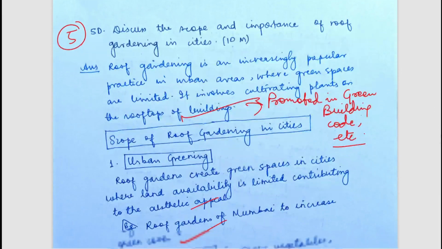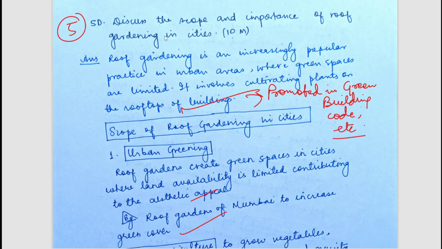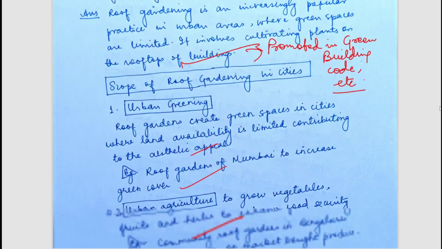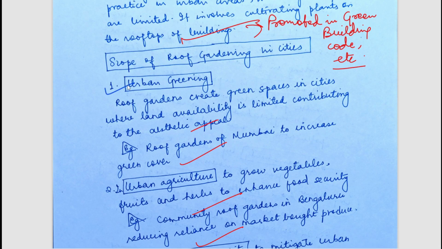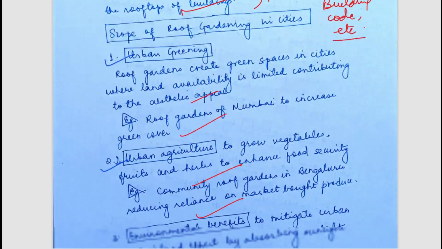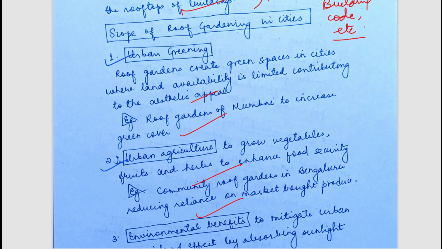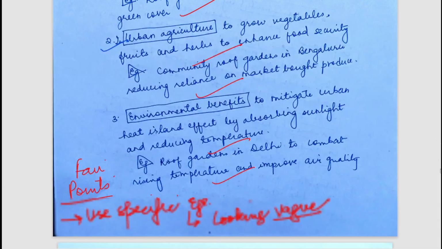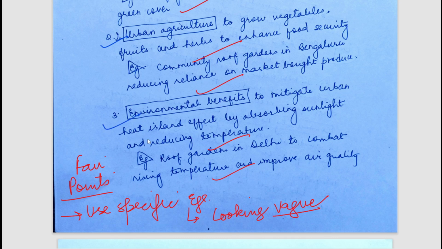The next question is, discuss the scope and importance of roof gardening in cities. Although in recent times it is in high use, it is promoted by green buildings and other initiatives. So what is the scope of roof gardening, we will see. Obviously it will lead to urban greening. Urban agriculture can be done on roofs by growing certain kinds of vegetables, creepers and climbers. All these things can be done. As an environmental benefit, obviously it will reduce heat. We can see they reduce the heat island effect in cities.